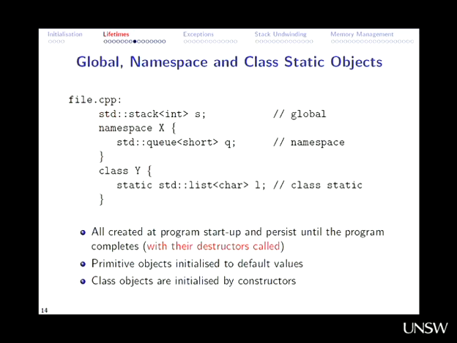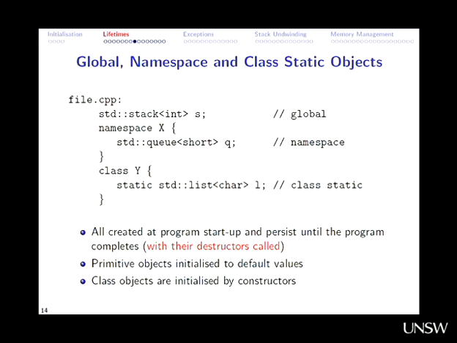Let's look at global, namespace and class static objects. Here's file.cpp. It contains a global stack. Some people in assignment 1 created a global stack. We had a big debate with the tutors about whether we're going to punish you or not for that. Because generally we tell you do not use global variables. In the case of assignment 1, we actually let you get away with it with a big warning. But do not use global variables because they're not behaving in the same way in which normal variables behave.